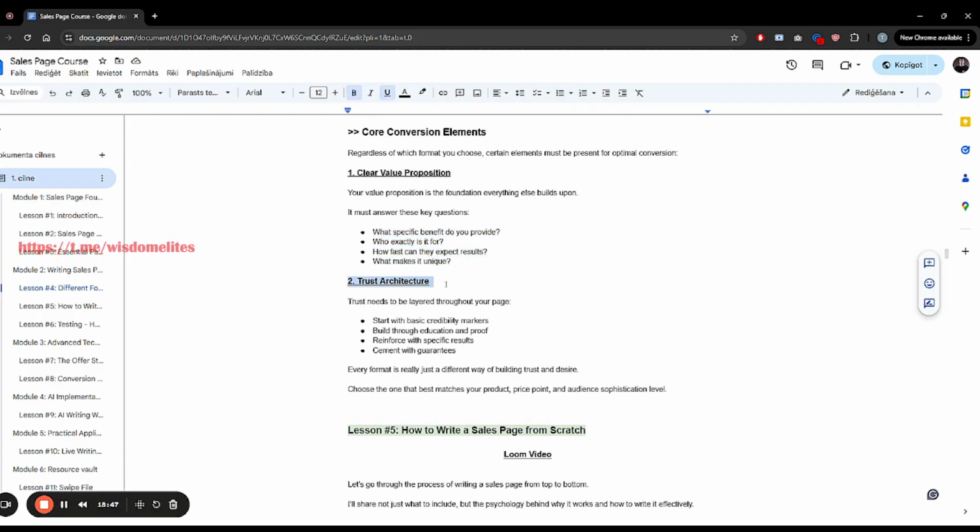And trust architecture. Trust needs to be layered throughout the page. Start with basic credibility markers, build through education and proof, reinforce with specific results, and end with guarantees. Every format is really just a different way of building trust and desire, so choose the one that best matches your product, price point, and your audience sophistication level.